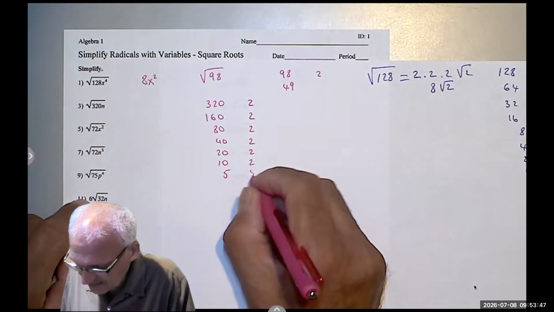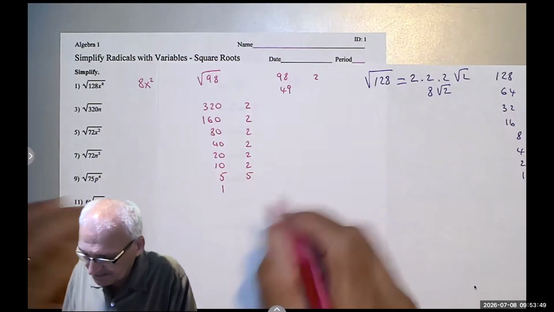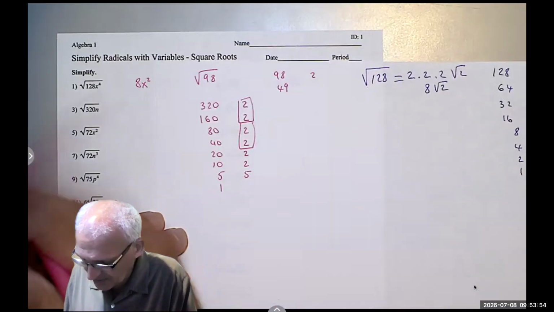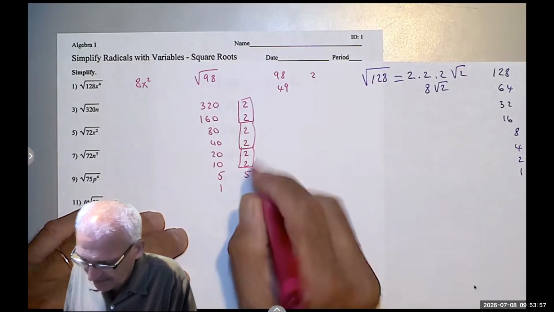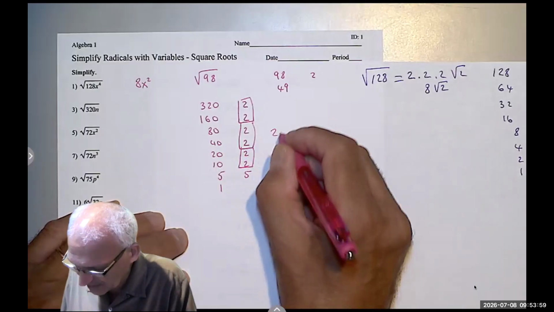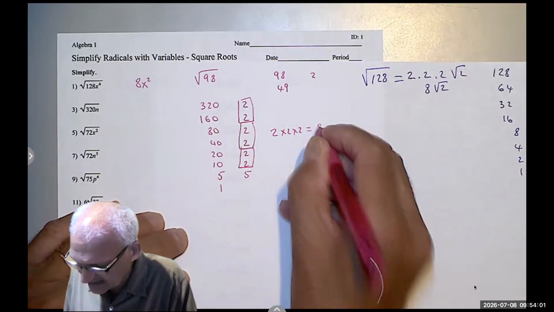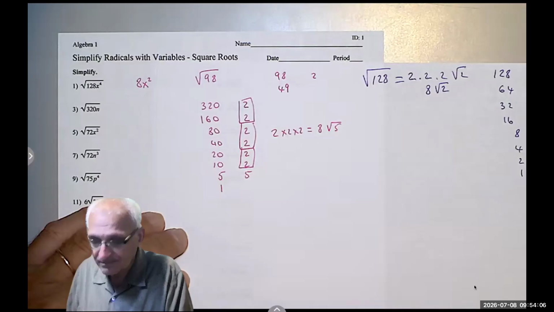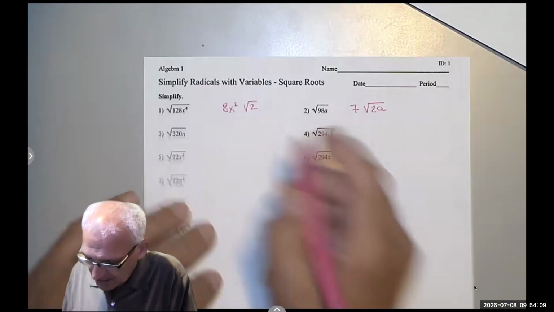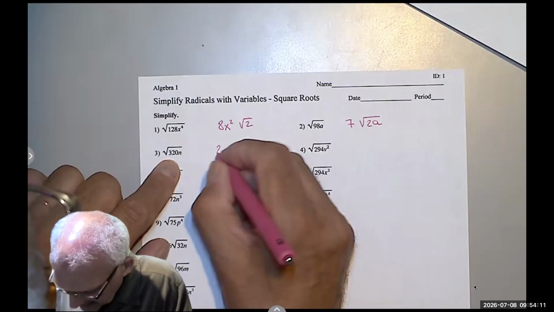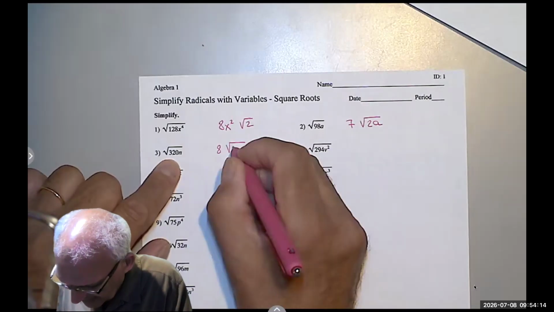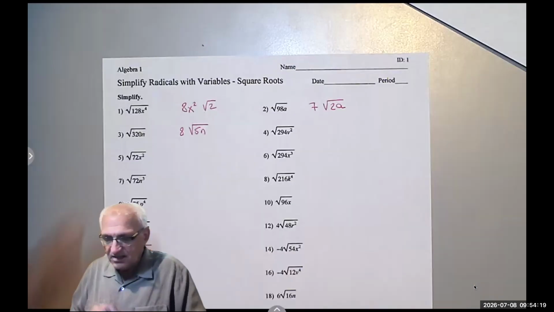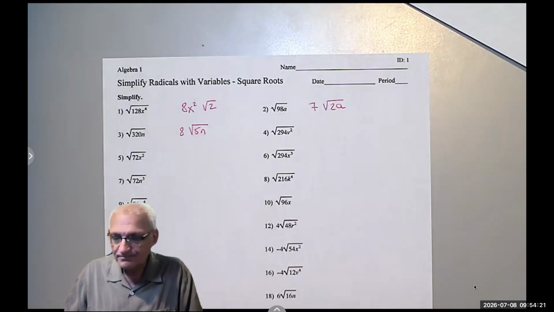The 5 comes only once. 2 and 2, it's a single 2. 2 and 2 comes out as a single 2. 2 and 2, they come out as a single 2. So 2 times 2 times 2, we know already it's 8 because we did it here. So 8 square root of 5. So this would be 8 times the square root of 5, and the n to the power of 1 also has to stay. So that's the simplification.